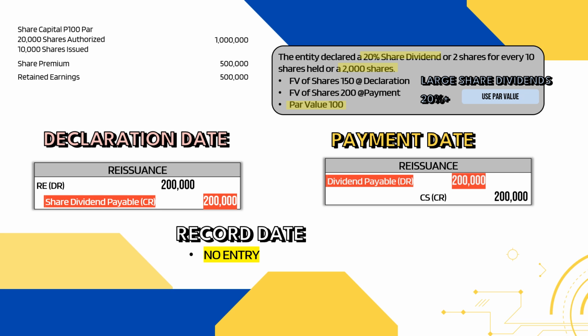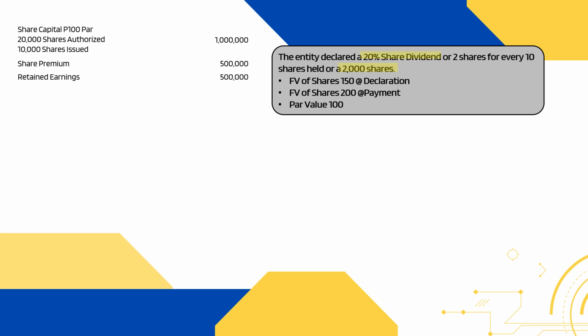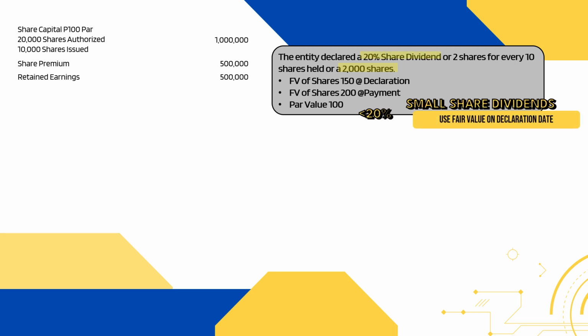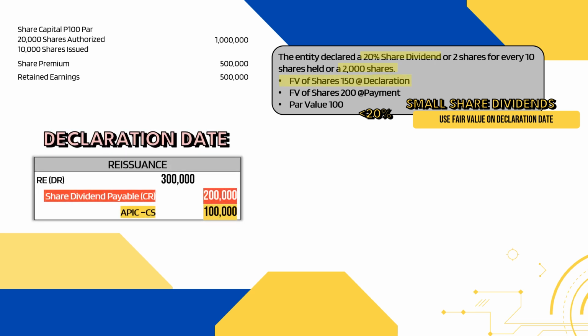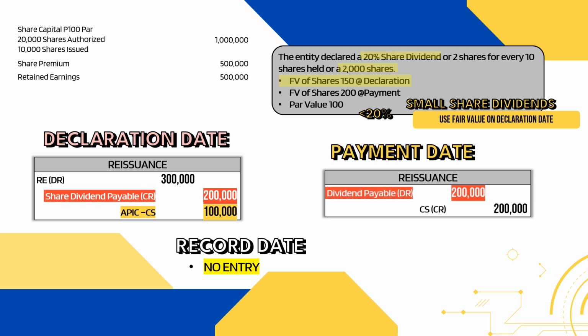Another example will be, paano kung it's less than 20%, right? So, sorry, nagkamali lang. This should be 19%. But the idea here is, RE 300,000, credit share dividends payable, and then APIC CS. So you multiply the 2,000 shares by 150. So that's how you get 300,000: share dividend payable of 200,000, and then APIC CS of 100,000. And then you basically just issue the dividend payable upon credit stock.